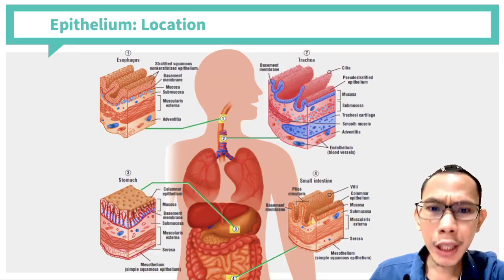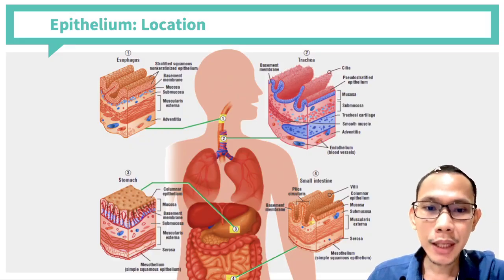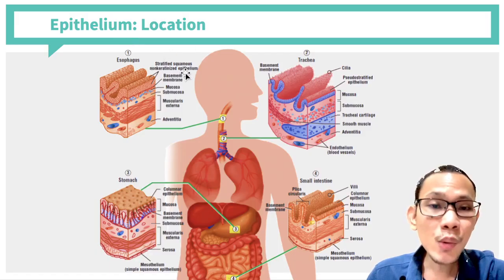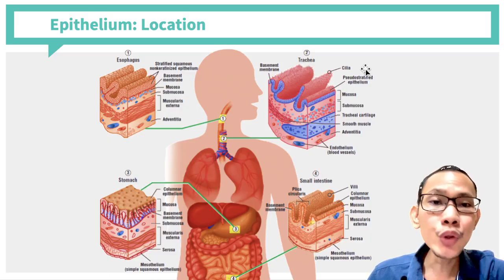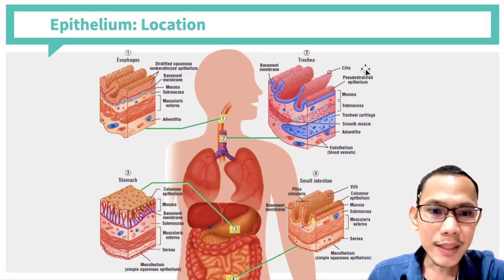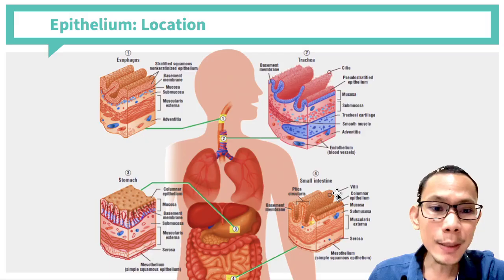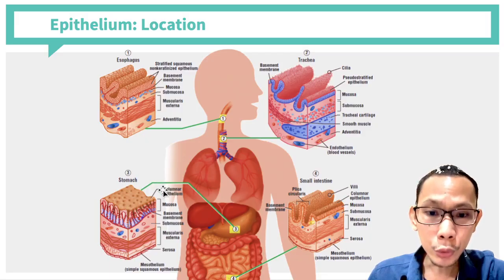In terms of location, where can we see or locate your epithelium? It can be found in your esophagus, which has a stratified squamous non-keratinized epithelium. You can locate it in your trachea, which is bounded by a pseudostratified epithelium. You can see it in your small intestine, which could be bounded by a simple columnar epithelium. Your stomach could also be a simple columnar epithelium, okay?